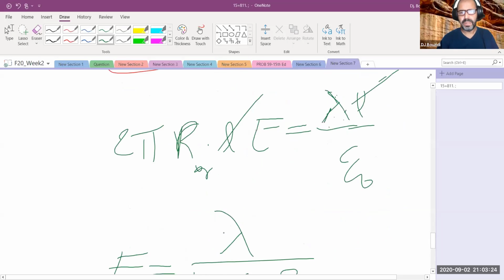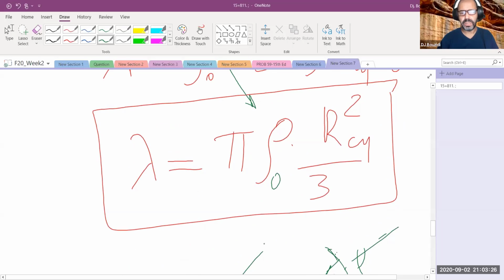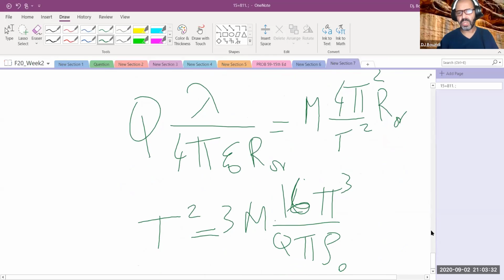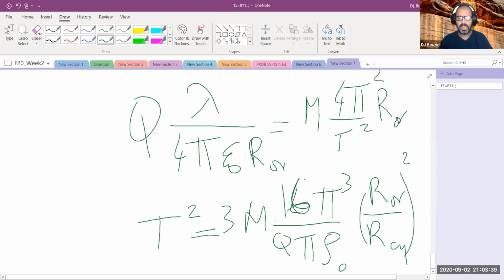And what else do we need in here? I'm sorry. You have an r squared in here, and the other r squared. That's why I left this r squared: R orbit over R cylinder, the whole thing squared, okay? And take your square root and get rid of this pi in here. You'll be left with a squared in here.